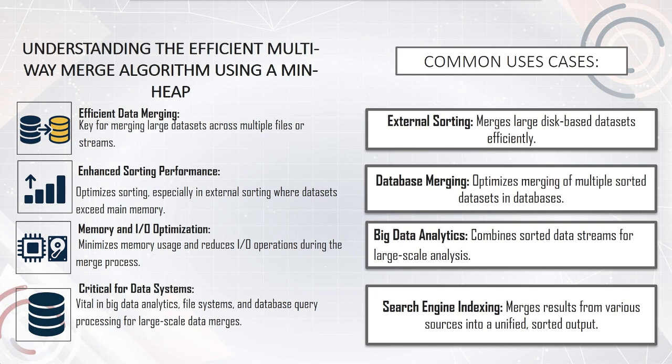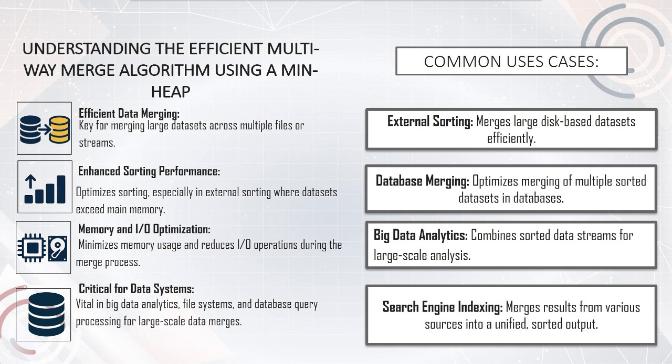The third one is memory and input-output optimization. Reading from and writing to a hard drive is much slower than working in memory. The multi-way merge algorithm with a min heap is designed to keep only the smallest possible data in memory and read new data only when needed. This smart way of working means your computer doesn't waste memory or keep going back and forth to the disk, leading to faster and more efficient processing.